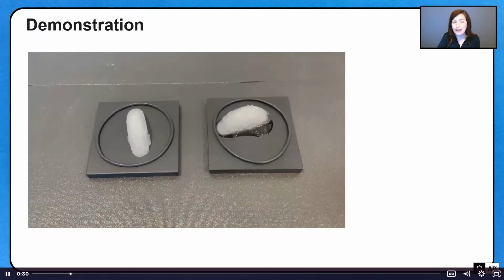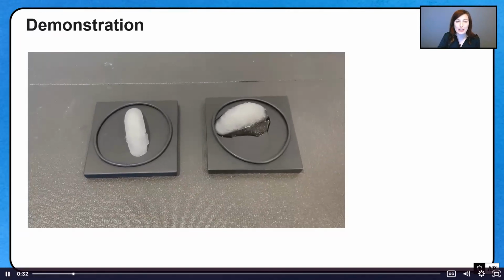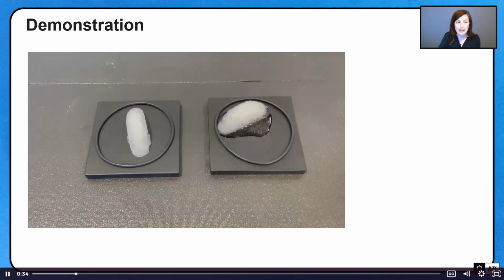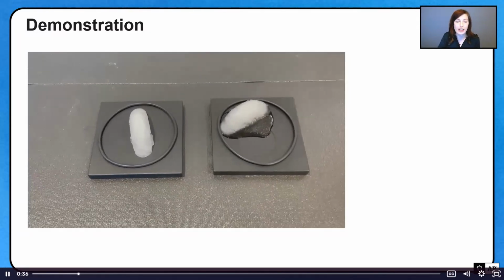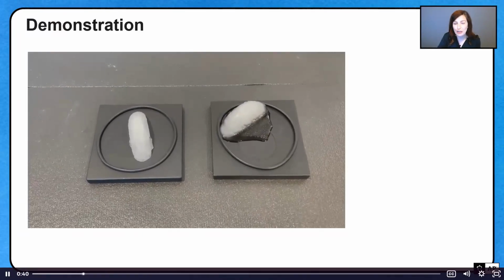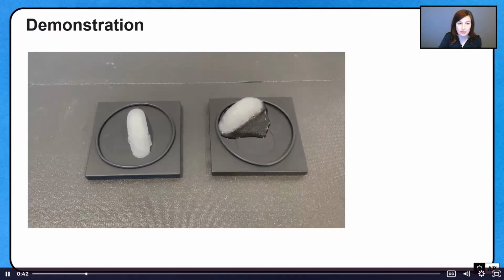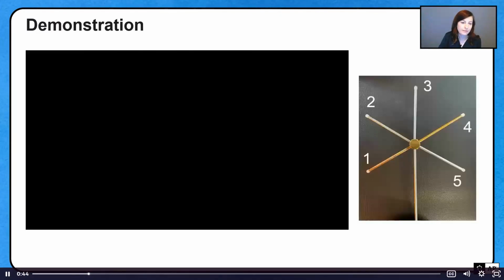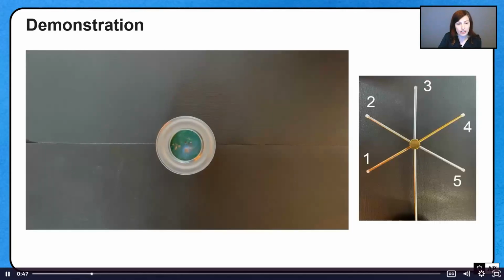So hopefully that's kind of got you thinking and trying to figure out what's going on. We're going to try to figure that out. Obviously, you can see the block on the ice cube on the left is not really melting very much. The ice cube on the right is melting very quickly. So now we're going to look at another demonstration.